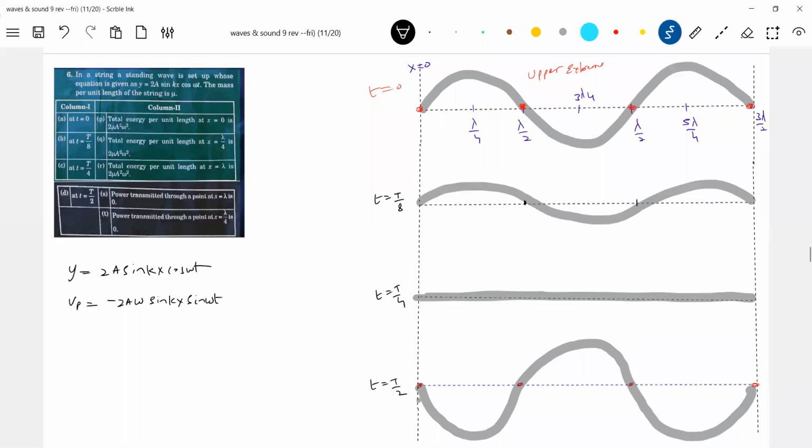Okay, let's analyze all. So first, these are the positions of nodes, no? Positions of nodes will not change, they will be there only. Nodes are the points which will never vibrate. We know all that. Okay, let's get into the points. So what are the points shown in the test? Node, antinode. This is lambda by 2. And again, node. I think that's what he's asking.